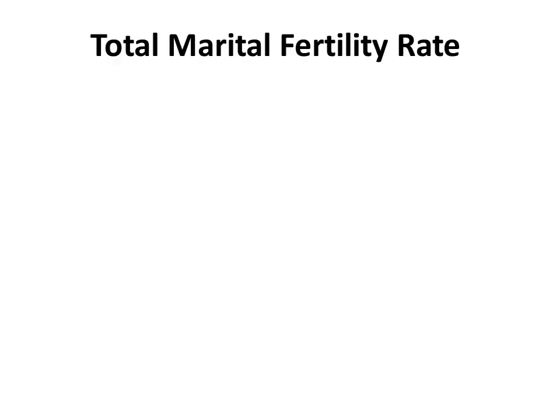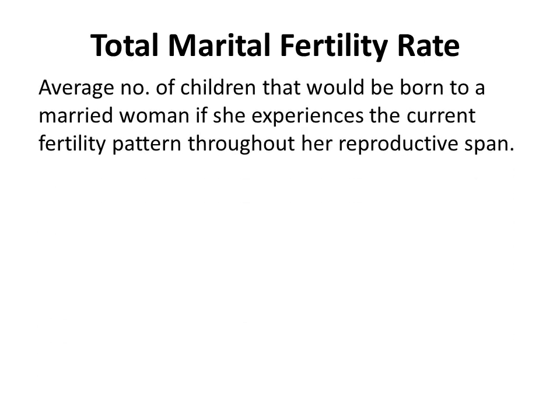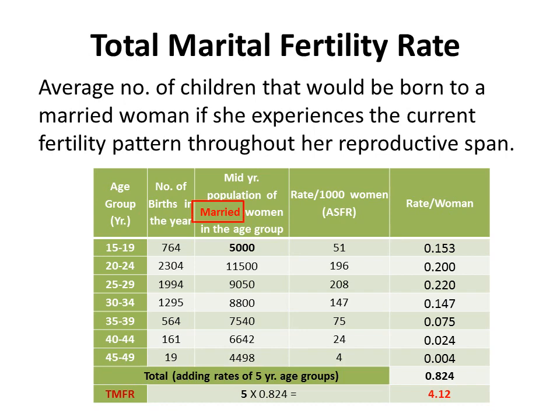The total marital fertility rate, where the denominator includes only the married women, is defined as the average number of children that would be born to a married woman if she experiences the current fertility pattern throughout her reproductive span. The example is here. The age groups and the number of births are the same, but only the mid-year population of married women is counted, and the number of births is divided by the mid-year population of the married women to arrive at the rate per woman.